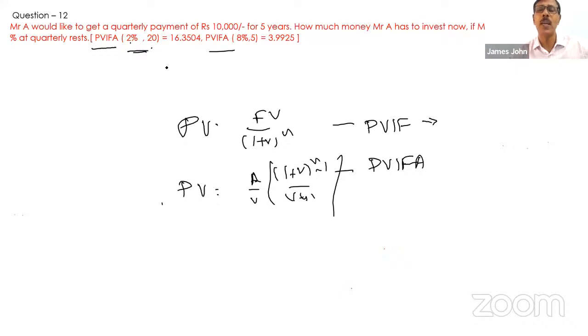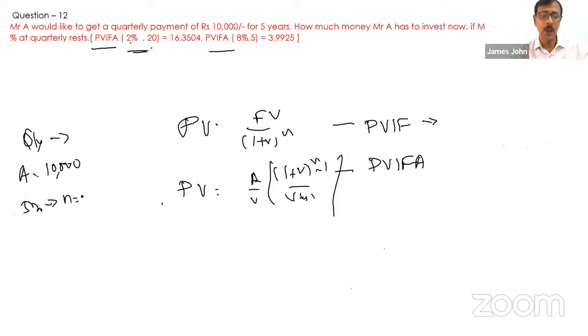So what is the frequency of the annuity? Quarterly. And what is A? A is 10,000. And for how many years? 5 years. This is quarterly.